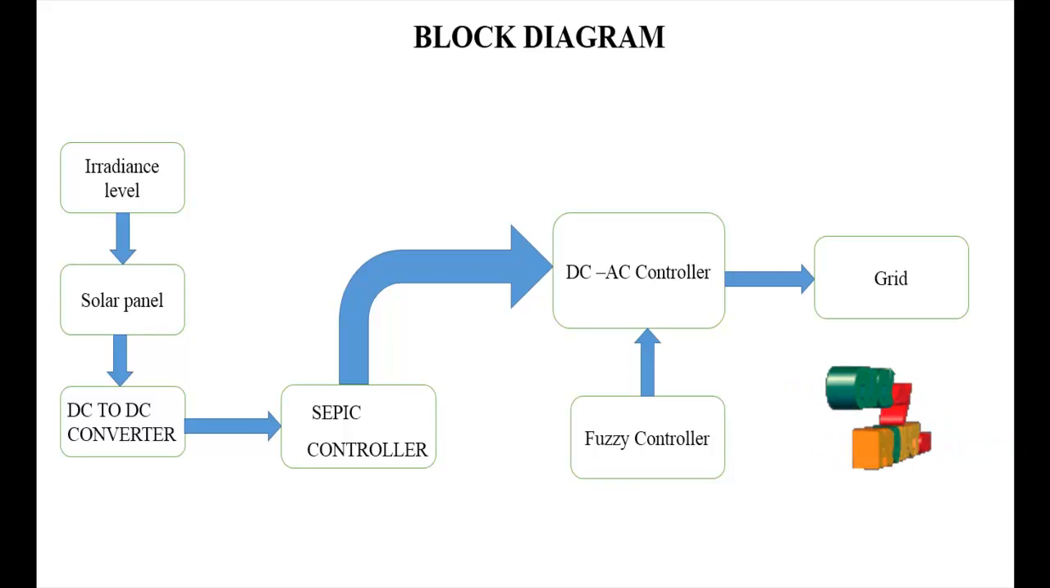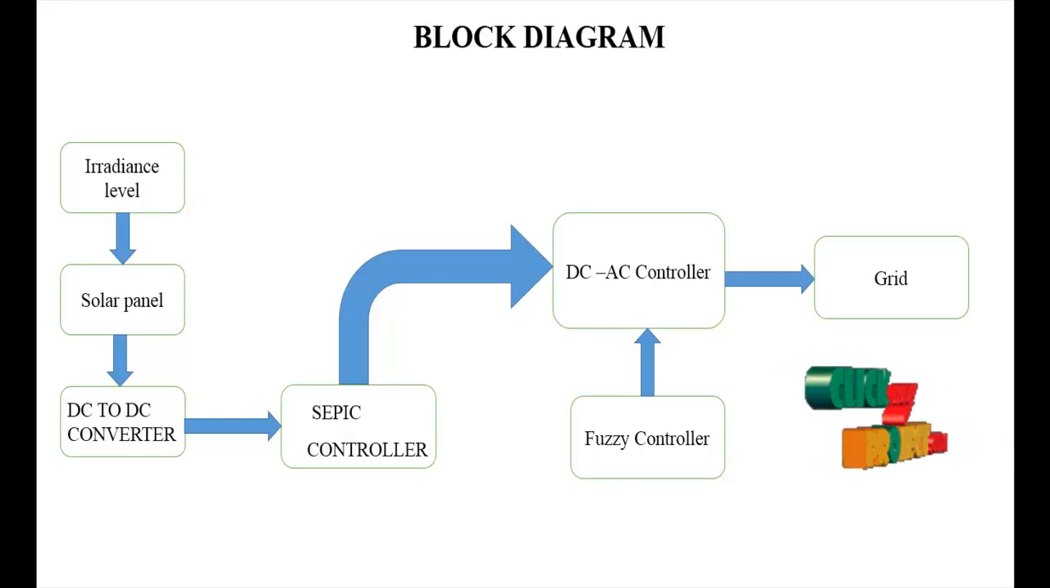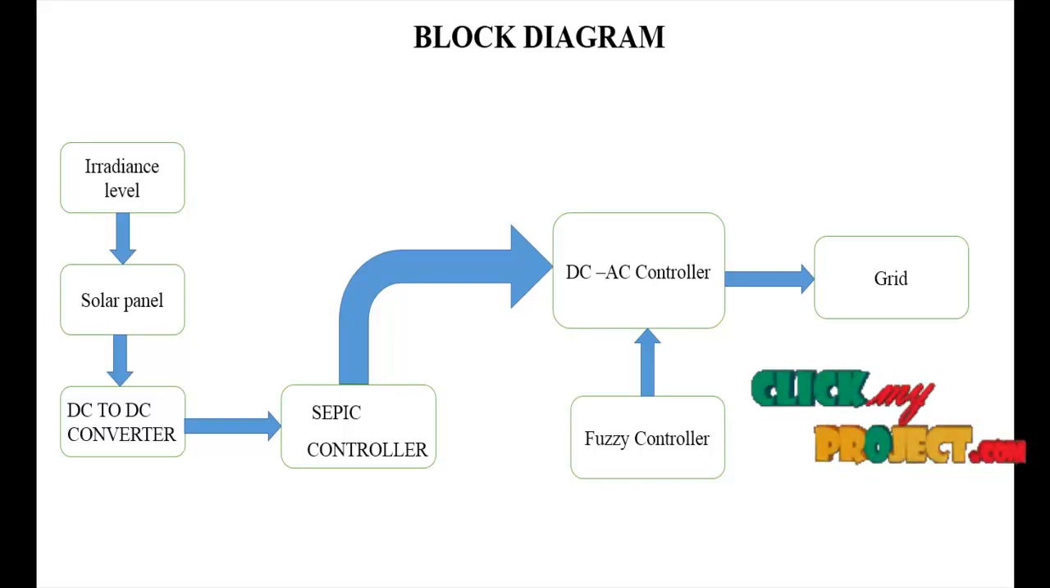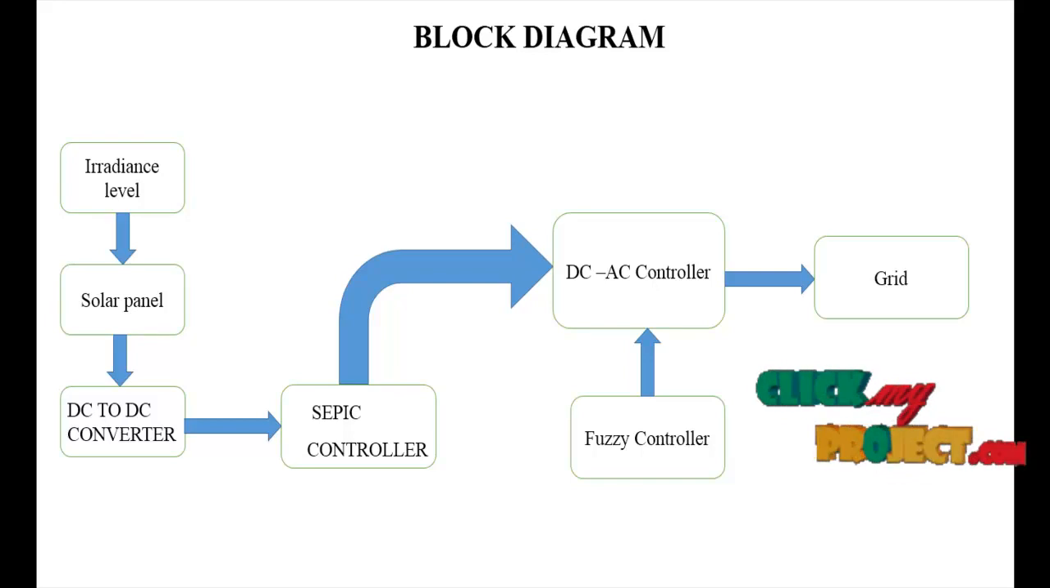This is the working process. First of all is the solar panels. The inputs are two: one is the radiation, the other is the temperature. After that, the PV panel goes to the DC to DC converter, which is a DC to DC voltage converter. After that, we use the SAPF controller. The SAPF controller is one of the proposed methods.